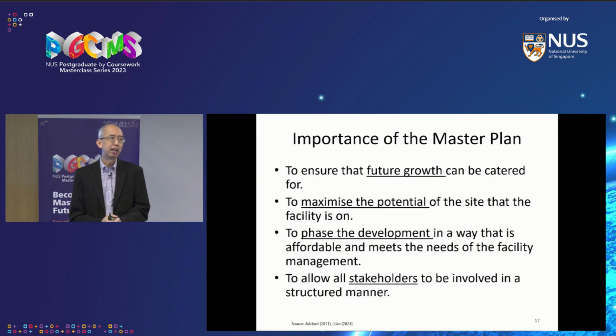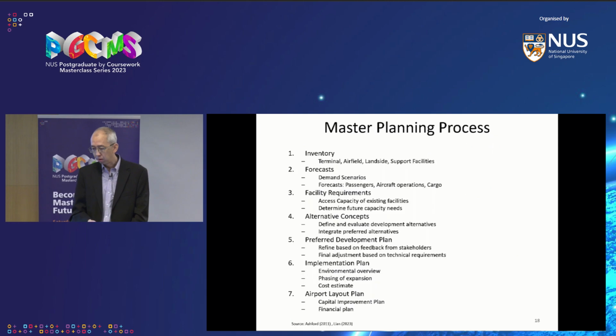There might be an endangered salamander in the area. There might be a nature area that needs to be preserved. So all the stakeholders need to come together to be involved, because for the airport, on one hand, there's a lot of land that it needs, but it's a very important economic engine for your community. So this is the master planning process.